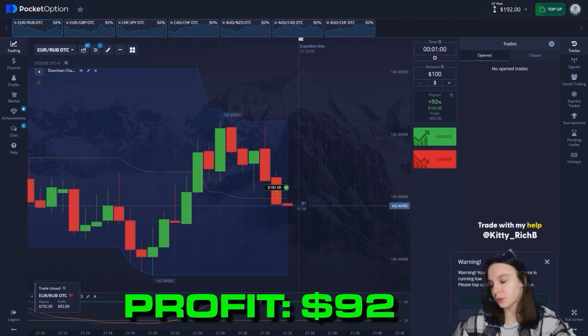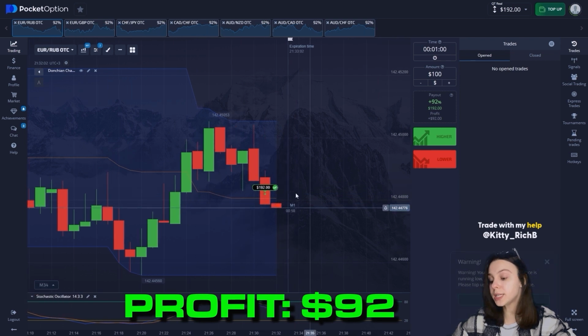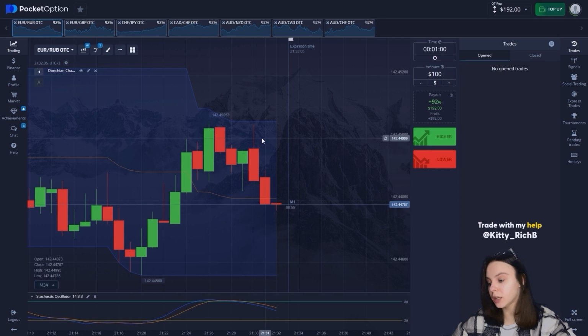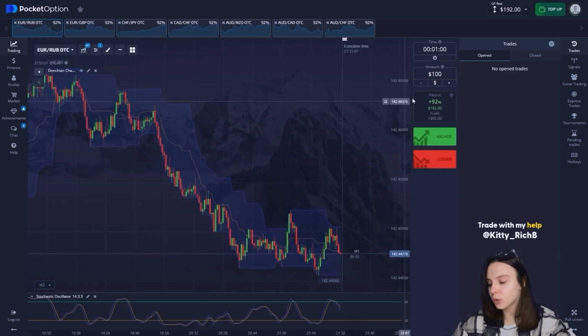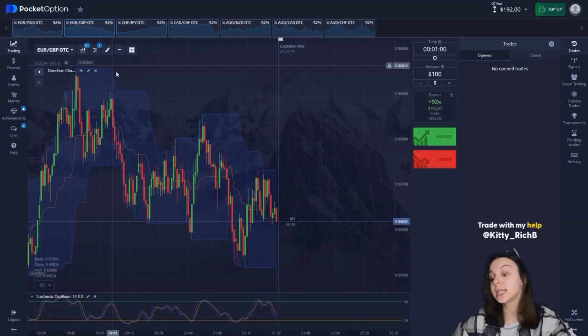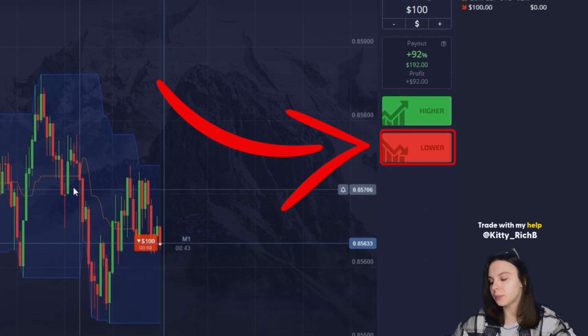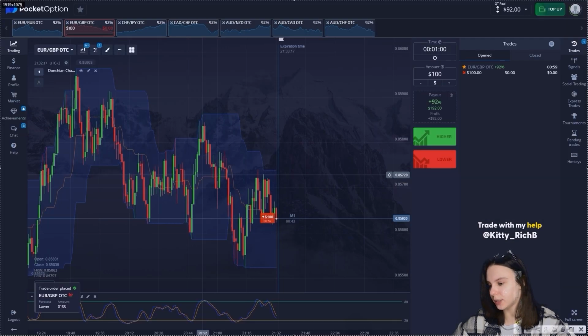This deal is closed in plus, and we see the total balance is already $192. So far we have the amount, we leave the previous transactions and move on to the next currency pair. Dear traders, we are on the next currency pair. We open a downward transaction and immediately proceed to the general analysis.